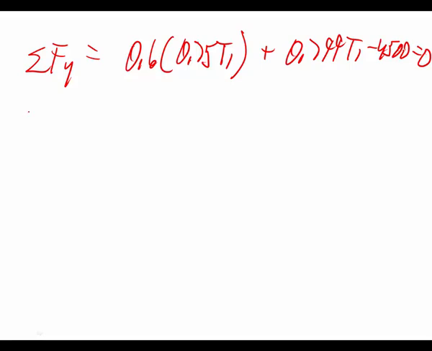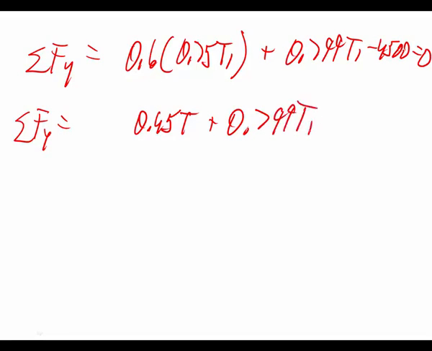All right, do the math, y'all. So the sum of the forces in Y is equal to what? Well, 0.6 times 0.75, oh shoot, is 0.45 T1 plus 0.799 T1 minus 4,500, equal to 0. And so the sum of the forces in Y, that adds up to be what? 1.3? Is it 1.3?